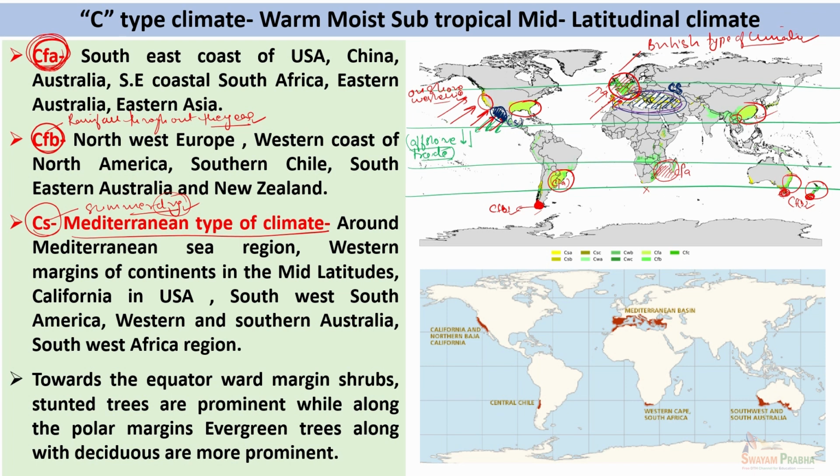So similar to the northern hemisphere, you also have pockets of CS type of climate located towards the equatorward margins of the British type of climate. Okay, so CFB type of climate is British and CS type of climate is Mediterranean type of climate. So you have Mediterranean type of climate around the pockets of Chile, pockets of southwestern Africa, pockets of southwestern Australia, pockets of Western Canada, and the entire region surrounding the Mediterranean Sea in Europe.